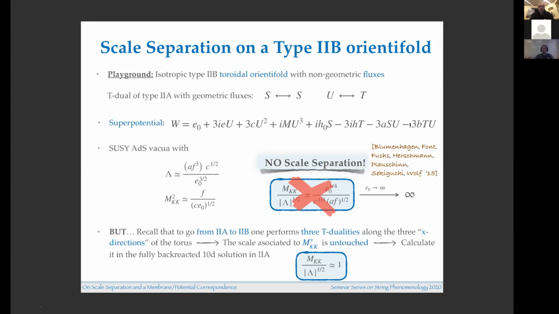So basically what I'm saying is we can go to the type 2A picture. The distances associated to the y directions are the same in both compactifications, and in the type 2A picture I know the 10D picture. So I will calculate the KK scale, or the typical length scale associated to that, in the type 2A picture, and then when I go to the type 2B picture, that shouldn't change at all. So that's how I calculate the type 2B KK scale, by declaring that it is equal to the one in the type 2A case in the directions that I'm not T-dualizing.